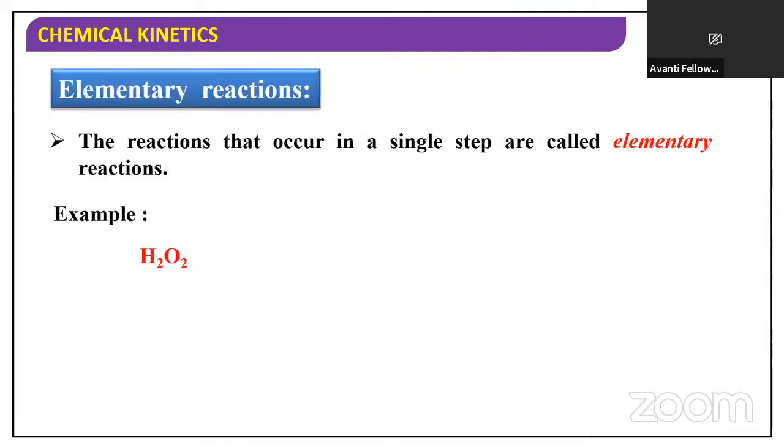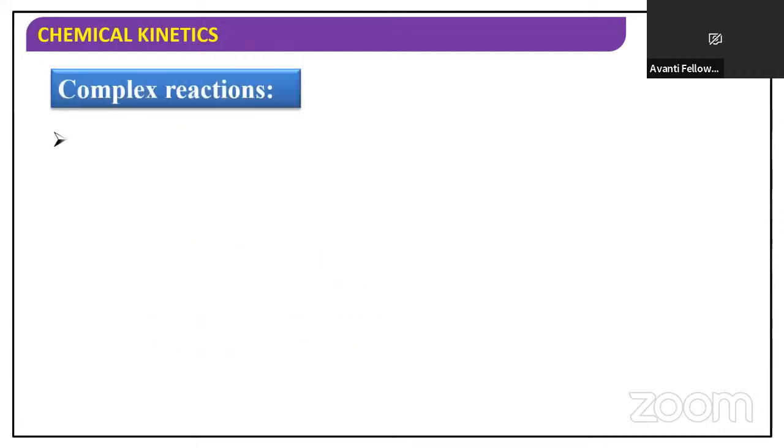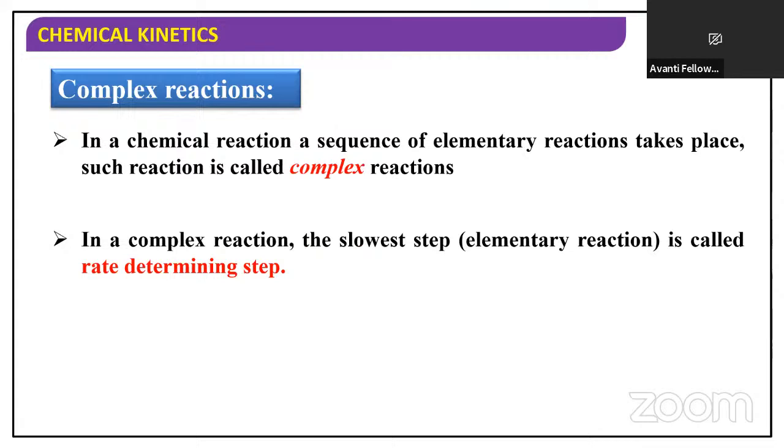The reactions that occur in a single step are called elementary reactions. For example, the decomposition of H2O2. So H2O2 easily decomposes into H2O plus half O2. Similarly, ammonium NO2 decomposes into N2 plus 2H2O. So these all are examples of elementary reactions which take place in one step only. Now, move to the complex reaction.